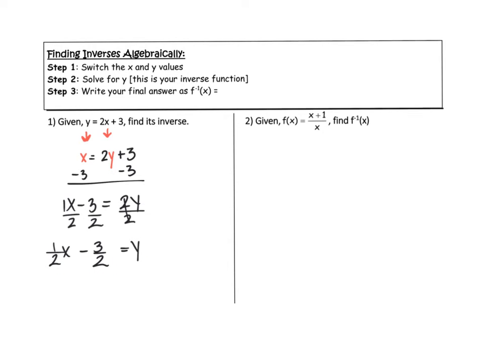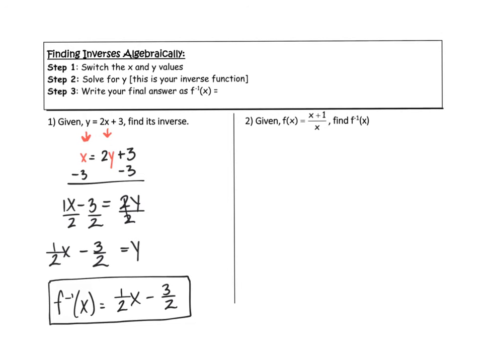But we have to write the notation properly. Make sure we write our final answer as f negative 1. So f negative 1 of x is equal to 1/2 x minus 3/2. And that is my final answer for the inverse. Okay, let's try a different example.